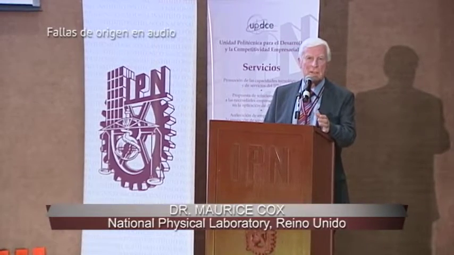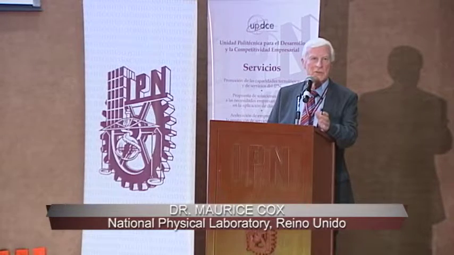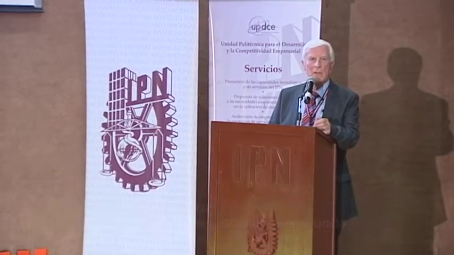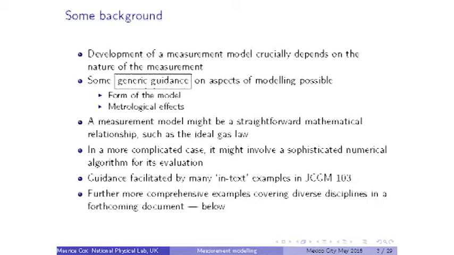I'm going to be speaking today about one aspect of that new perspective, the modelling guide JCGM 103, which is being developed right now and we hope will be published later this year or at the latest next year. I'm going to be talking about modelling the measurement principle and then choosing a form for the model, and then the necessity of extending the model to take account of meteorological influences, and then give some examples and some take-home messages. First of all, some background.